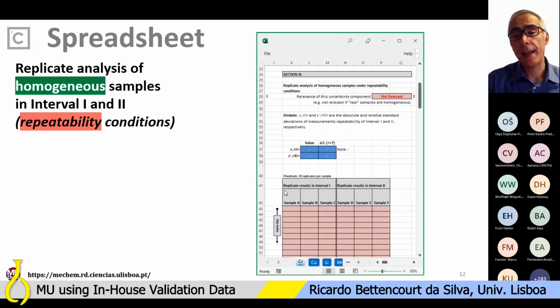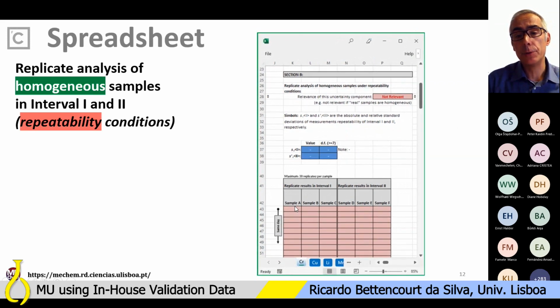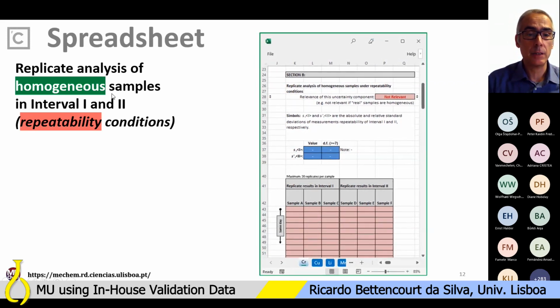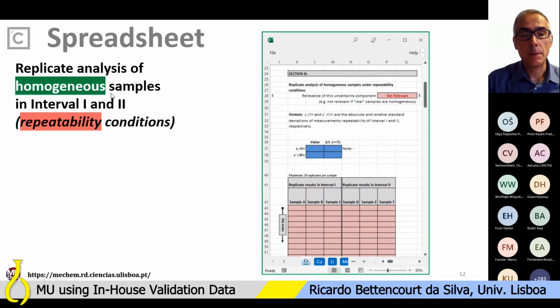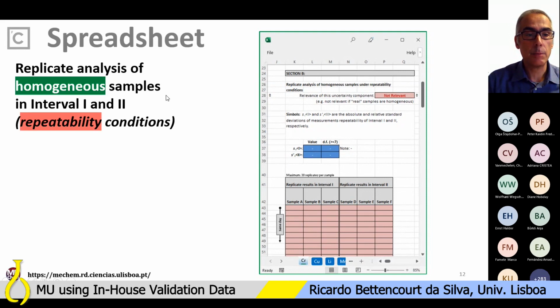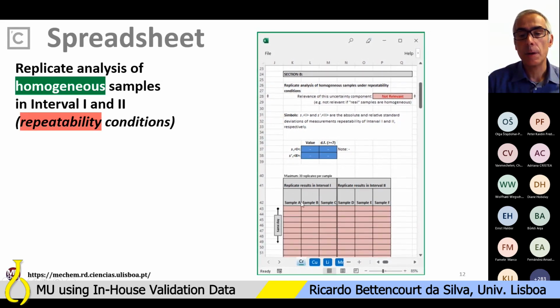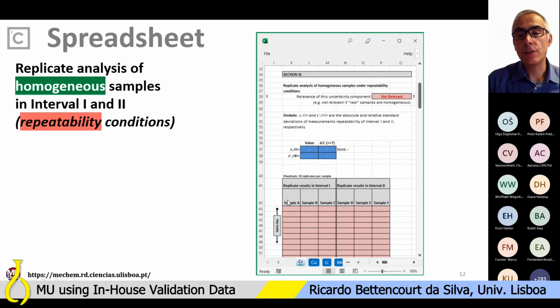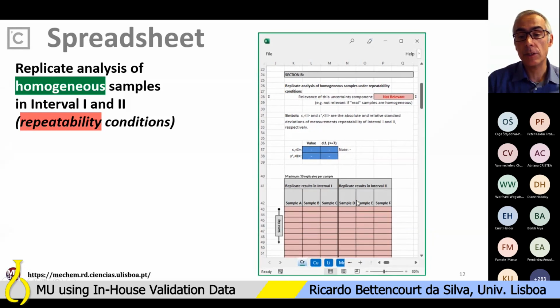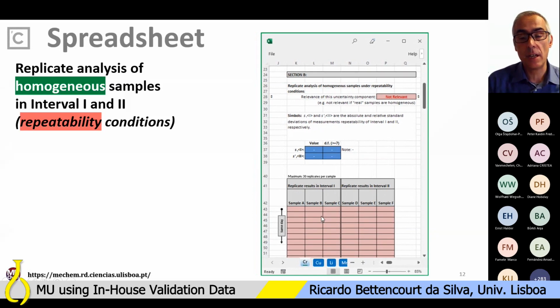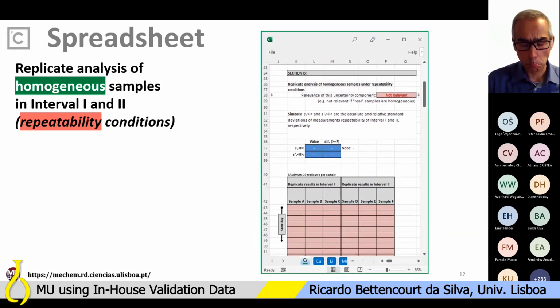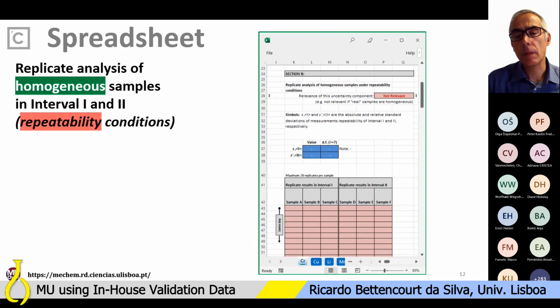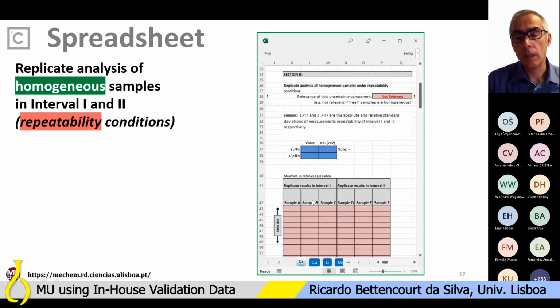Then you have here a part where you put information on the repeatability of the analysis of homogeneous samples. So you have here 3 columns where you put results from the analysis of homogeneous samples analyzed in the same day and with the concentration of interval 1. You have also for interval 2. So the software pulls the standard deviations for you and estimates the precision in the repeatability condition for interval 1 and interval 2.